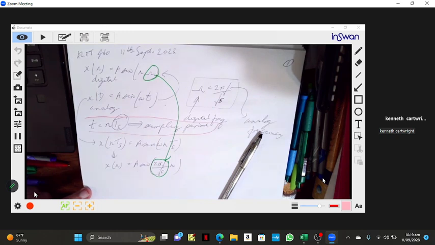If you're sampling a waveform with a sampling frequency of Fs, what's the highest frequency you can have? What's the highest analog frequency you can have?